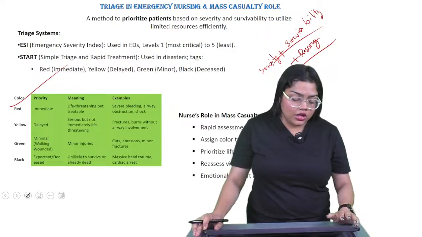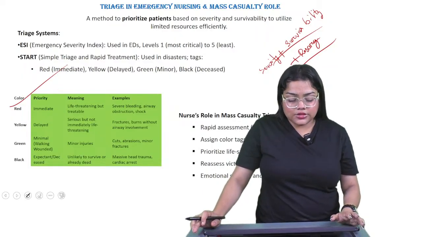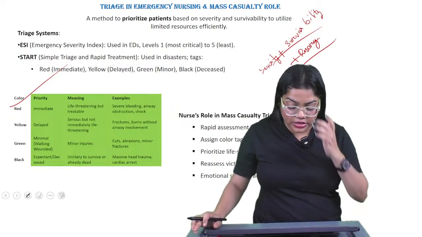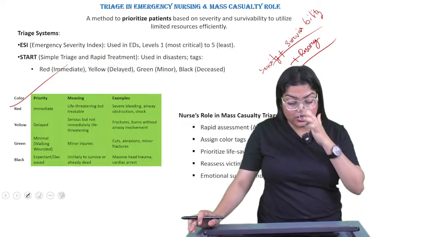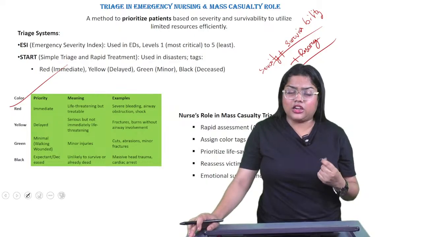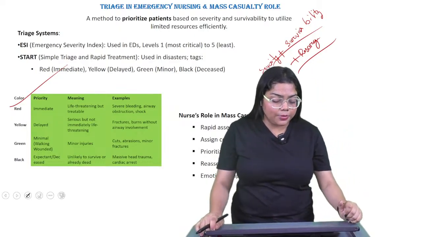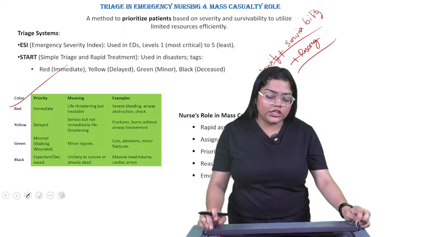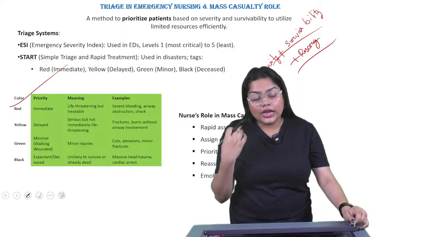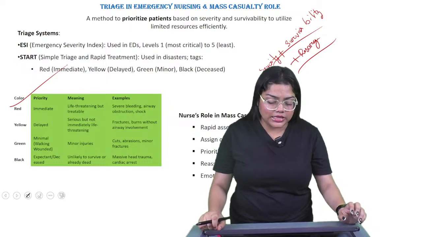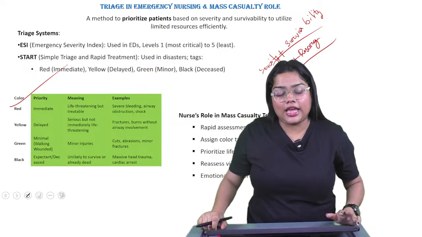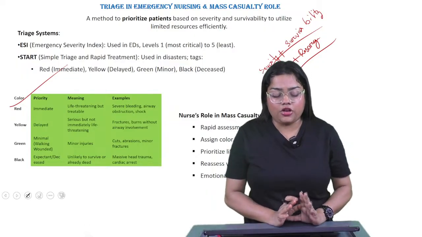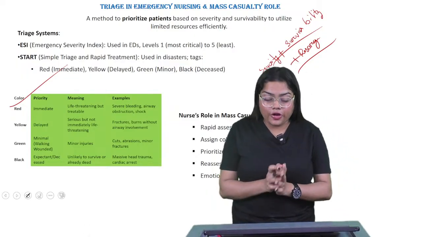Okay, next is green. Green is for the minimal or walking wounded, the minor injuries, such as small cuts, abrasions, minor fractures and all. Then black is for the expectant or deceased, who are unlikely to survive or already dead, for example massive head trauma or cardiac arrest. So this is the color coding, or the system of our triage.